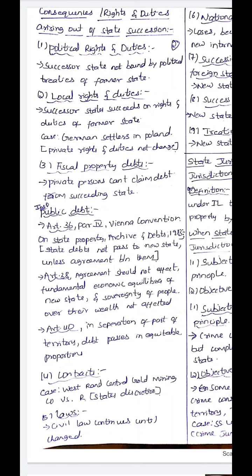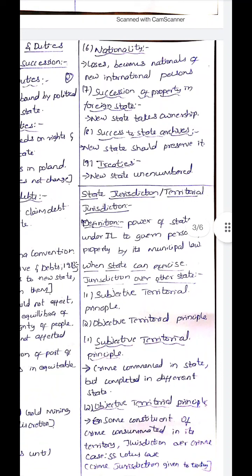Then laws. What about laws? Civil laws will continue until the succeeding state changes them. The next is nationality. The persons living in the preceding state lose their nationality and become new nationals of the succeeding state.